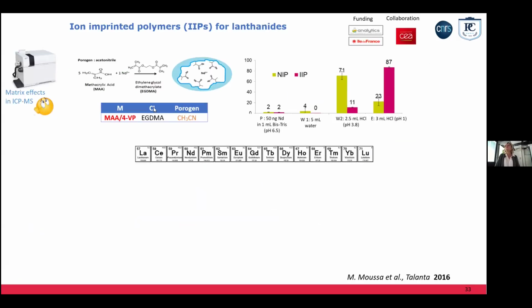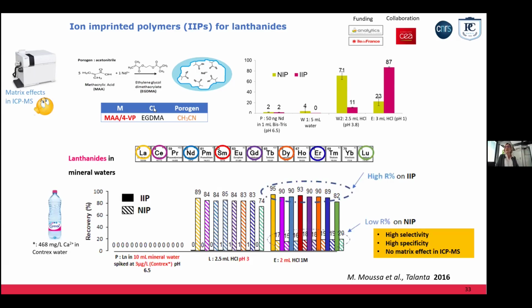So is it possible to work on ions as we have done with aptamers? Yes, we can. As an example, we were able to develop an ion imprinted polymer for lanthanides. In this case, we take one of the lanthanides as template, and we look at the possibility to recognize this lanthanide. As we can see, we have a selective extraction procedure concerning the retention of neodymium that was taken as template. And then we check the possibility of this ion imprinted polymer to retain all the lanthanides.